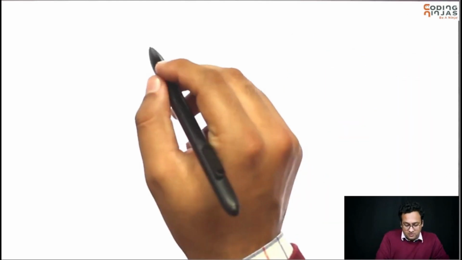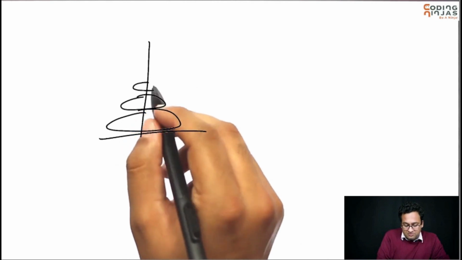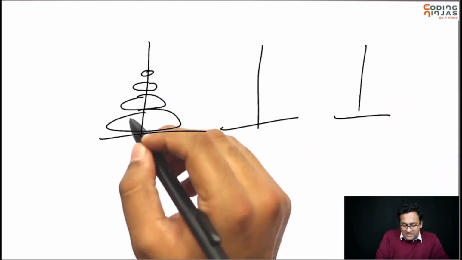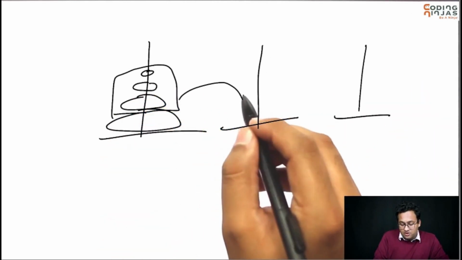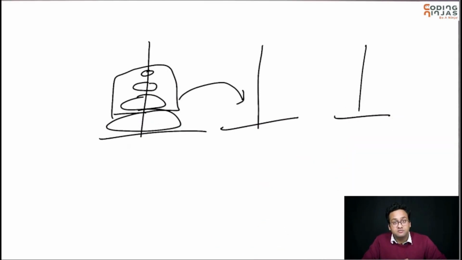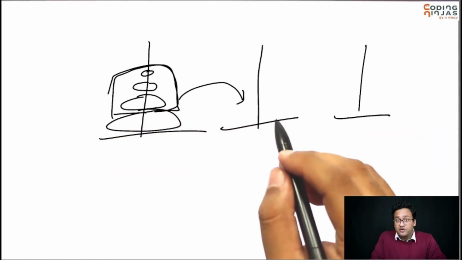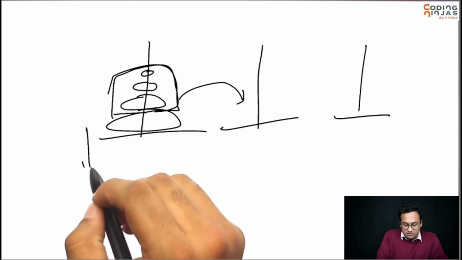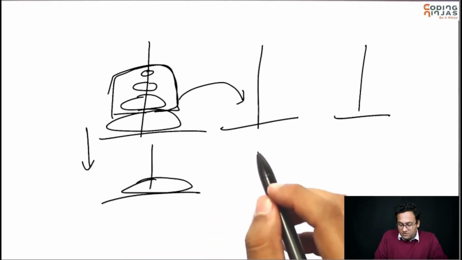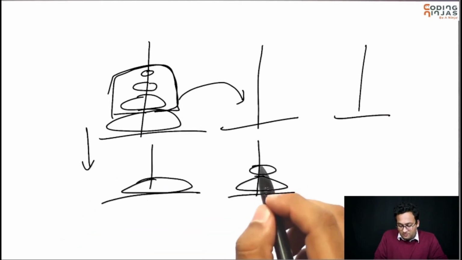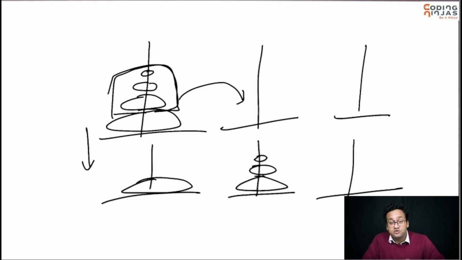So what's going to work? We can do something like this. Let's move these n-1 to the helper using the destination. Helper is empty, destination is empty, so I can move n-1, that's not an issue. But instead of moving to the destination, I'm moving to the helper using the destination. So the next state will be, there'll be one disk here, and there'll be these many disks here. So you'll be in this state.